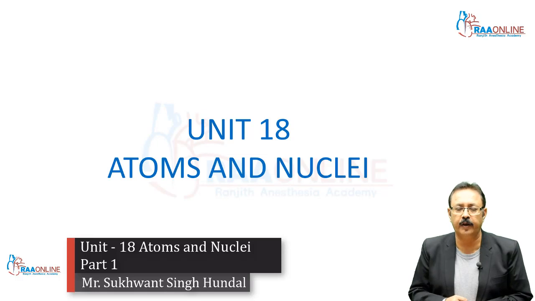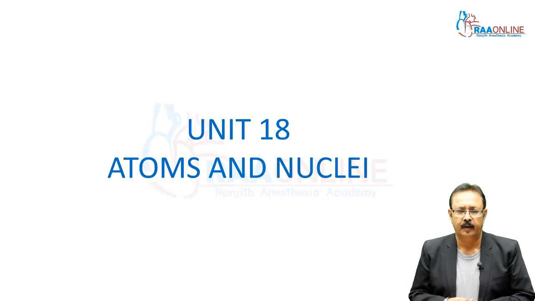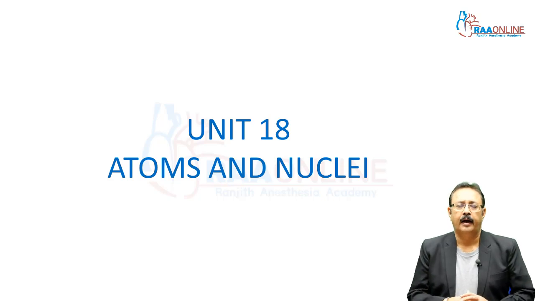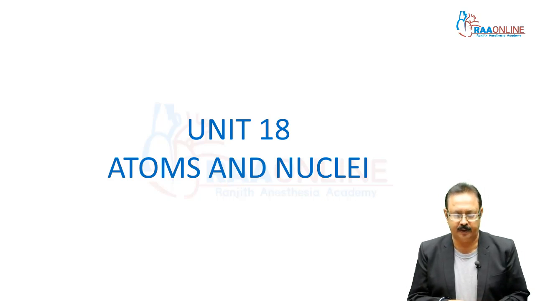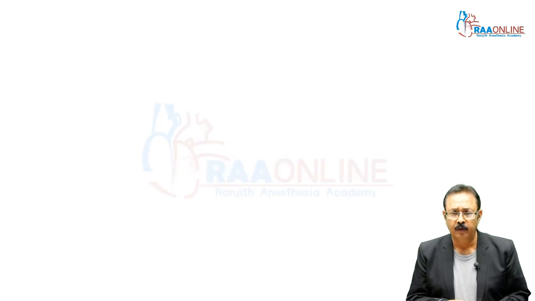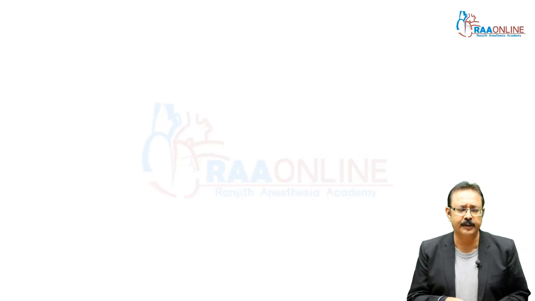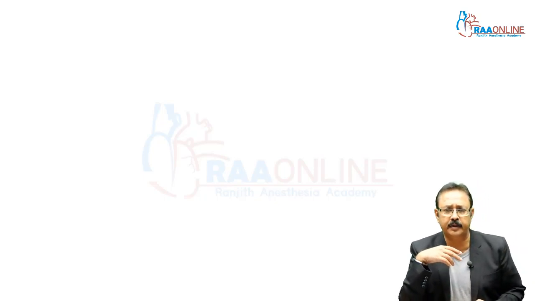Hello students, now we are going to start unit number 18, atoms and nuclei. A very important unit. Basically, hydrogen spectrum and radioactivity are the important parts of this unit. So we will discuss one by one. First, we will discuss Rutherford's experiment and Geiger and Marsden's scattering experiment.